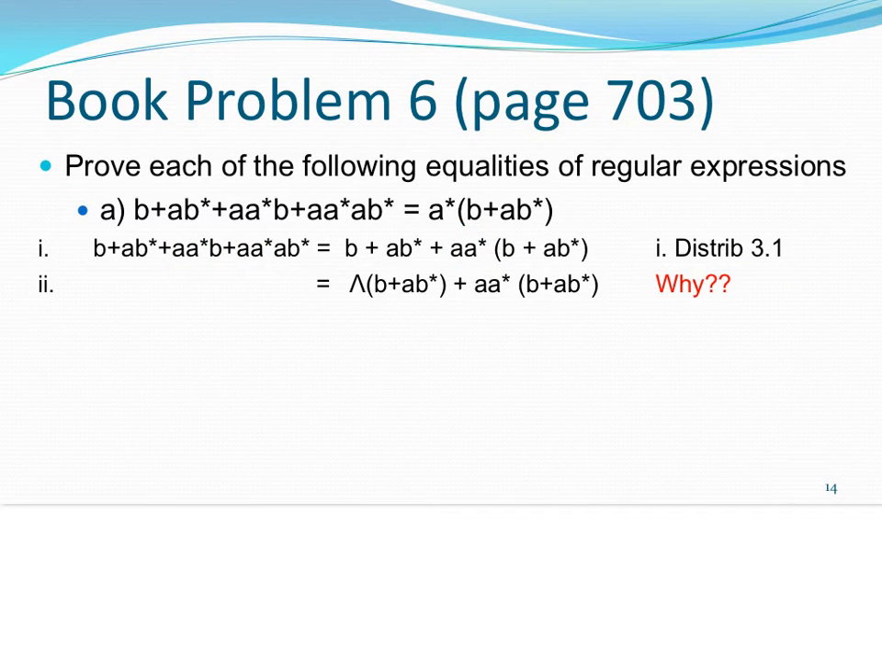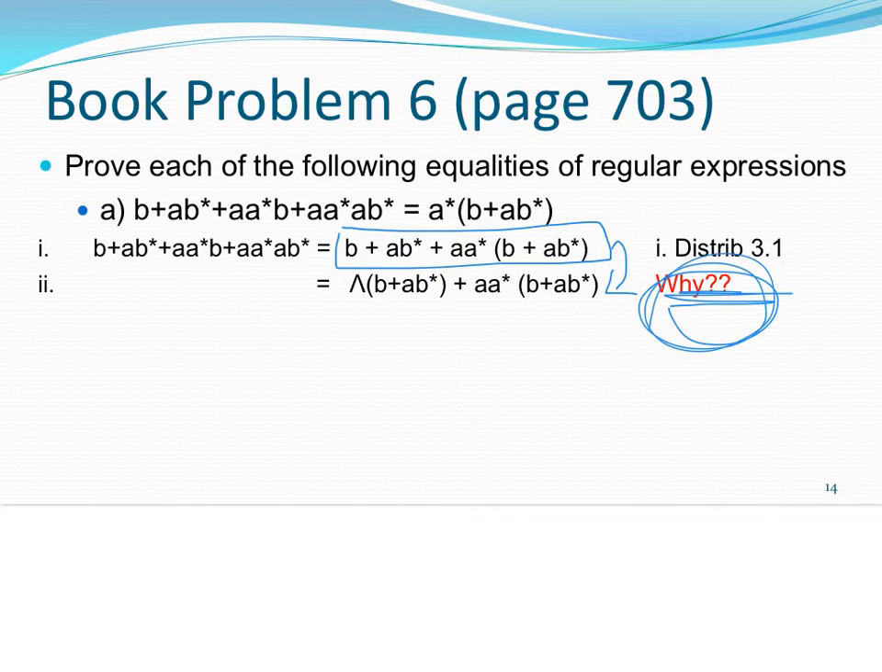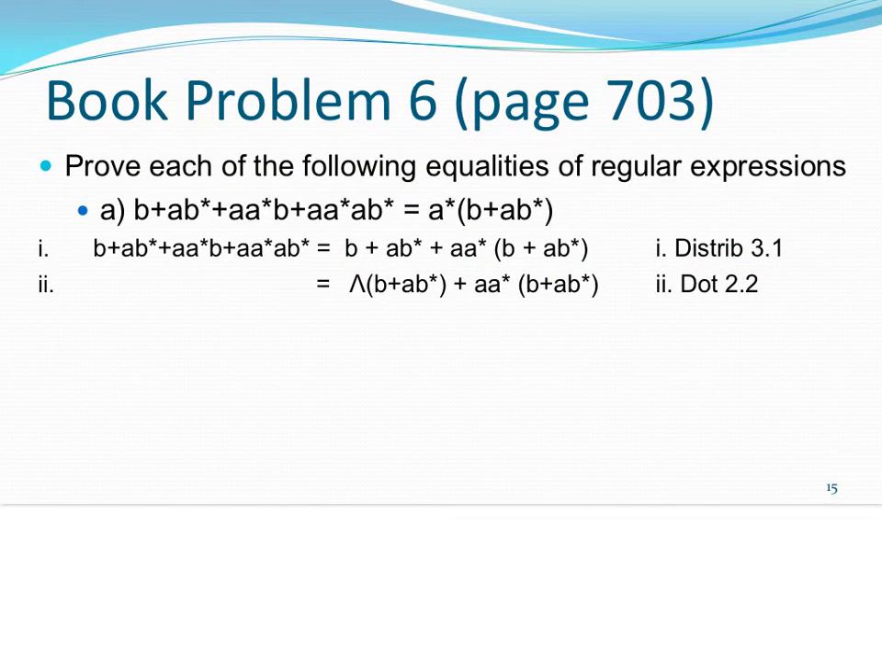Here's my next step. Take a look and then pause the video and figure out what rule we should put in here. So what I want you to do is say, how did we get from this piece into that piece, and why are we allowed to do that? And that, I claim, is because of the dot 2.2 rule. So dot 2.2 says that lambda times any regular expression is the same as that regular expression. So here's lambda times b plus ab star, and there's that b plus ab star regular expression by itself.